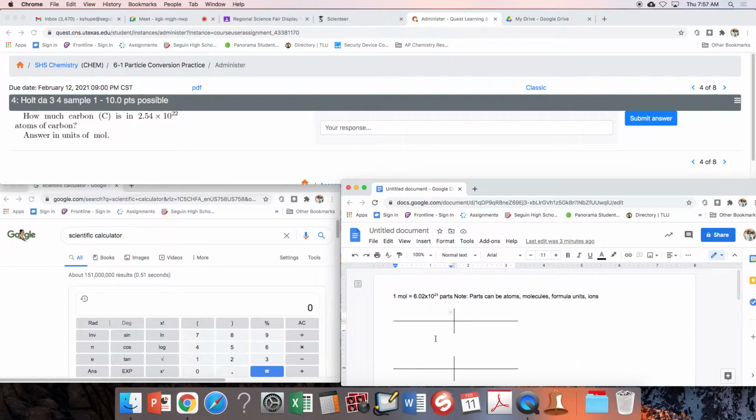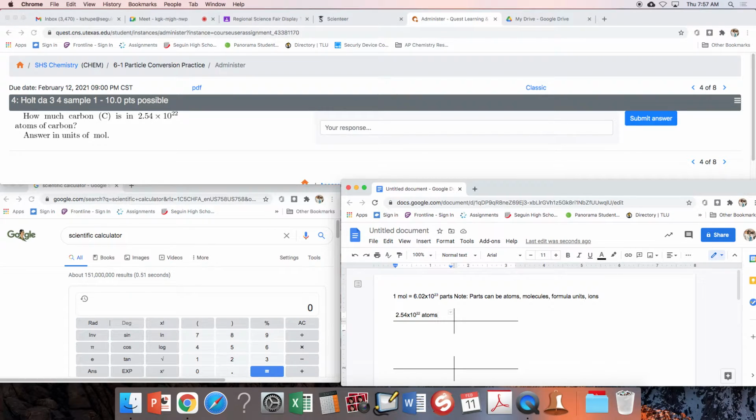So as you should know by now with dimensional analysis, what we're given is always going to be put top left. So what I'm given here is 2.54 times 10 to the 22nd atoms. The times 10 is really important. Knowing that the units are atoms is really important. You need to make sure all of that is there. If you leave off the times 10, your answer is going to be really, really off.